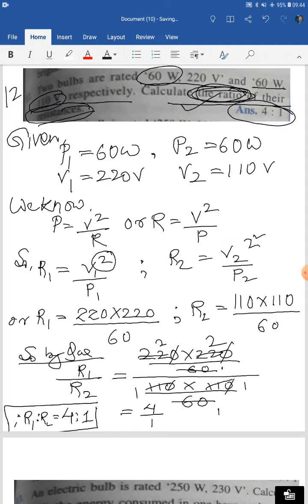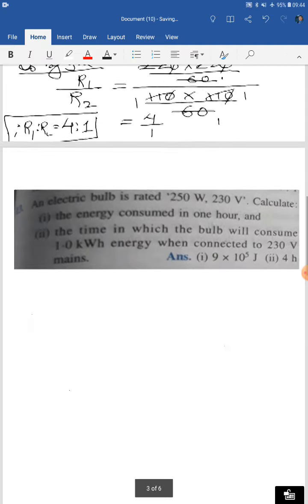Alright, now let's move to the next question. Here you can see the next question that I have kept is question number 13. So we are now solving question number 13. Alright, so see, it's not necessary that you have to watch the video continuously.